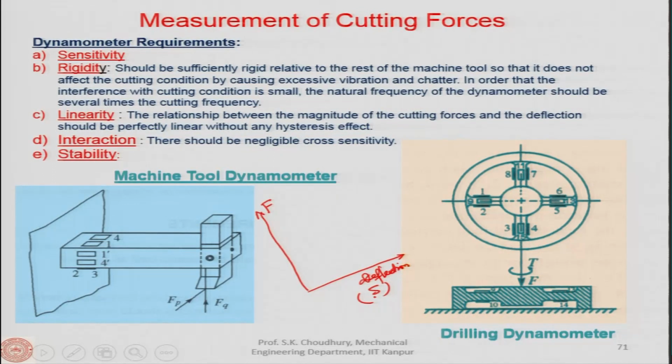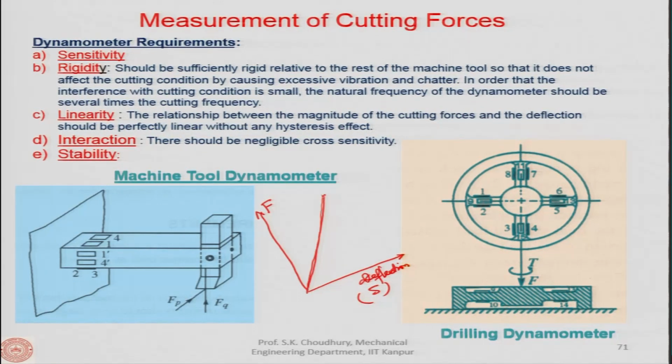So, this cutting force and deflection should be exactly linear. That means, as the cutting force is increasing, the deflection also is increasing linearly. You can put the deflection here, cutting force here, it does not matter. It should not have any hysteresis, in the sense that if the force is removed, it should come back along the same line, all right.